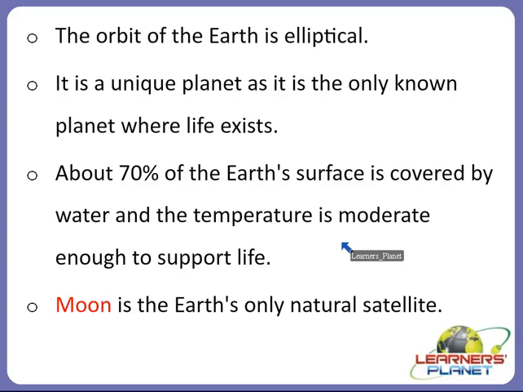So these are all such characteristics because of which life exists on the earth and not on other planets, right? So this is what makes the earth's temperature moderate, which is enough to support life of the living organisms. Alright, so the next point is that moon is the earth's only natural satellite. As we discussed, moon acts as a satellite.